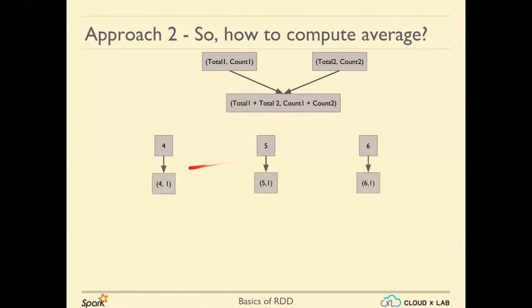Now, the first thing we will do is convert this RDD into a tuple. First value representing the total, which is 4. And how many are these values? 1, right? So the total is 4 and the count is 1. Similarly, 5, 1, 6, 1. And then we will sum up two tuples, this tuple and this tuple. So 4 plus 5, 1 plus 1.